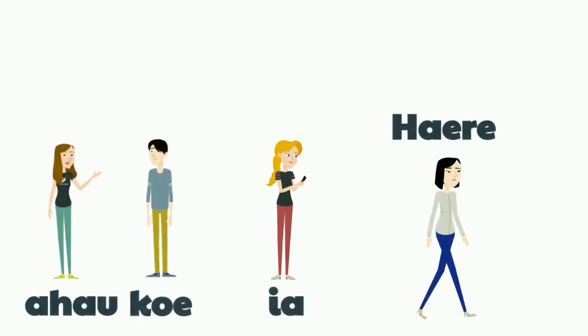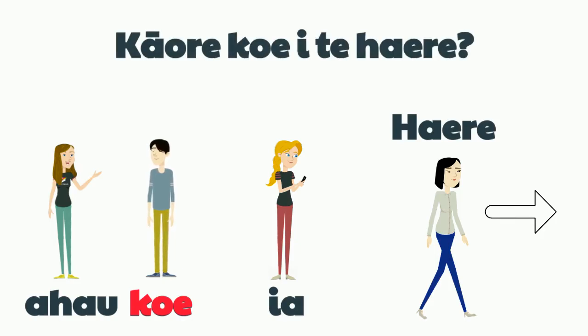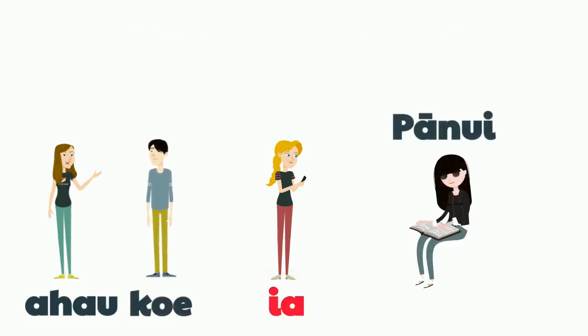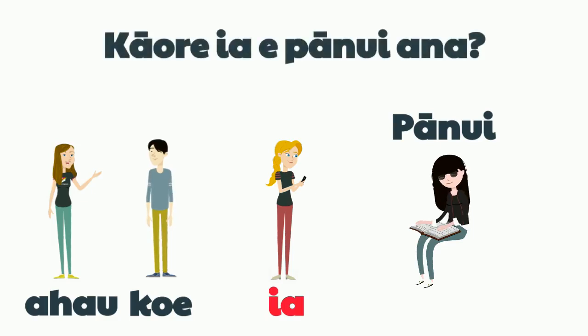How would you ask, aren't you going? Using i te. Kāore koe i te haere. And how would you ask, isn't she reading? With e ana. Kāore ia e pānui ana.